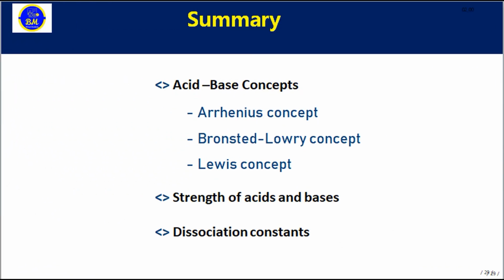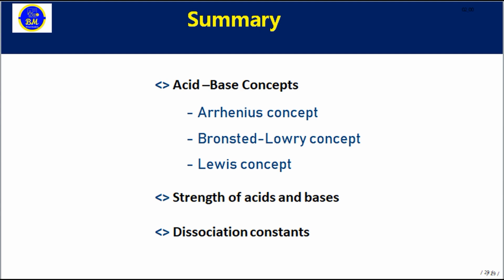Now this is the summary. Let me remind you of some important aspects from this concept. From the first concept, the Arrhenius, Bronsted and Lewis concepts were clearly discussed. So what is the main difference between these three concepts? How can you define acid and base based on their respective concepts? This is the first summary.